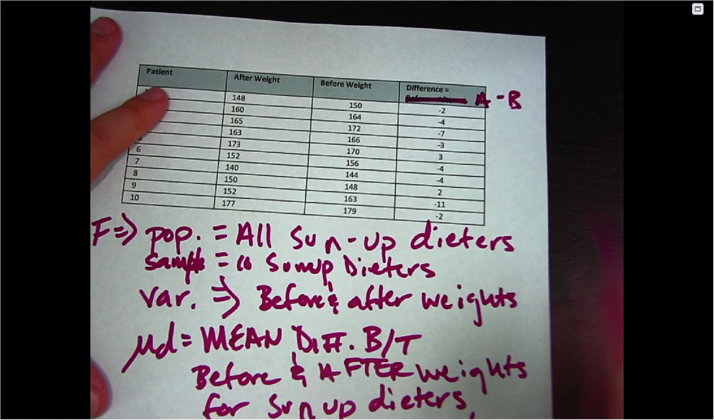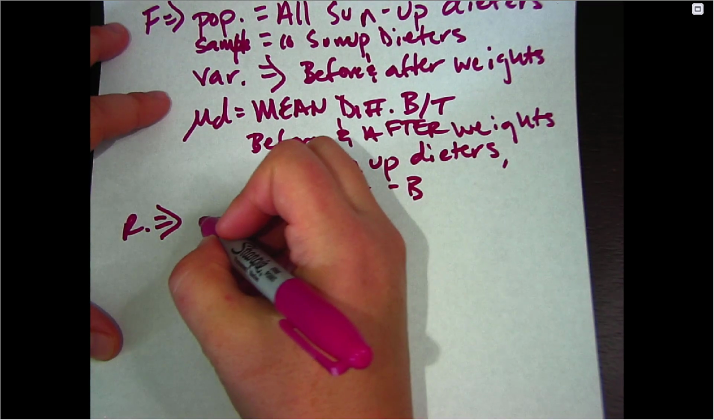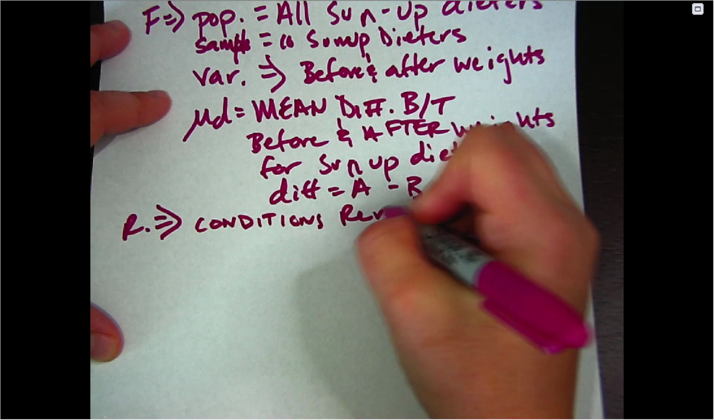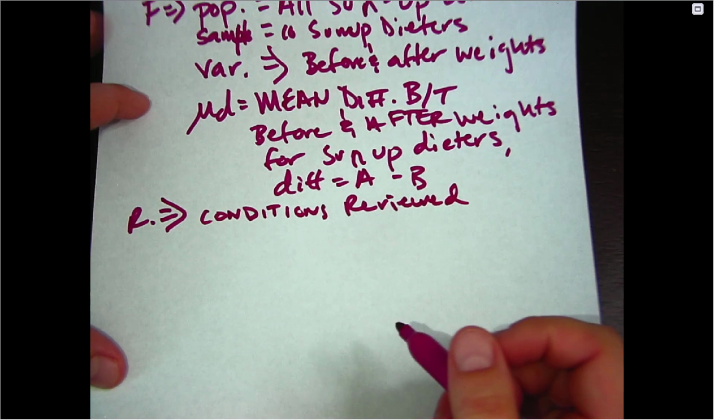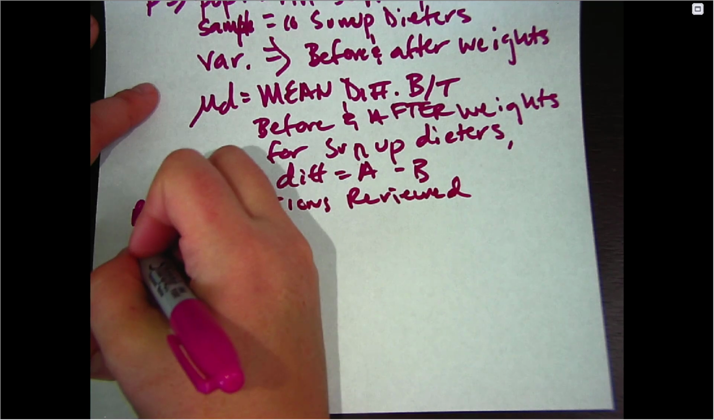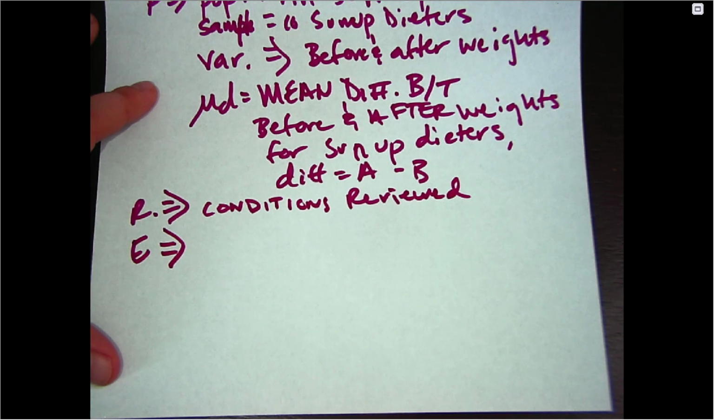All right, reviewing conditions. We can see that these are fairly symmetric. There's no obvious outliers. So I would just say conditions reviewed. Normally we would have a whole histogram or a box plot so that you could see if those conditions are met. But for this one, it did state in that last problem that we know this data is normally distributed. So we're just going to say my conditions are met.